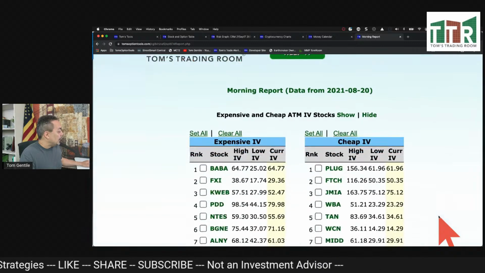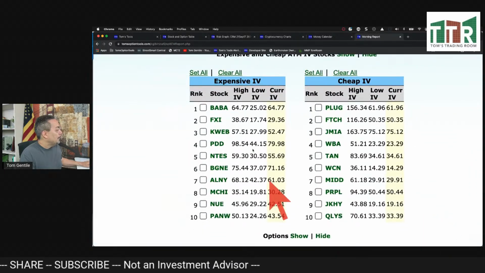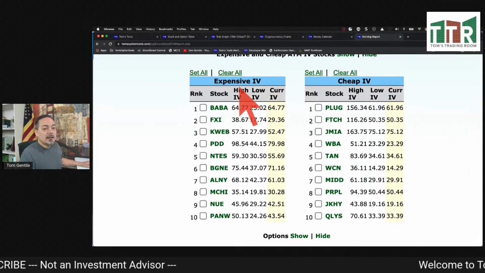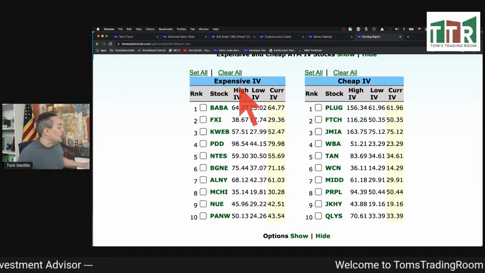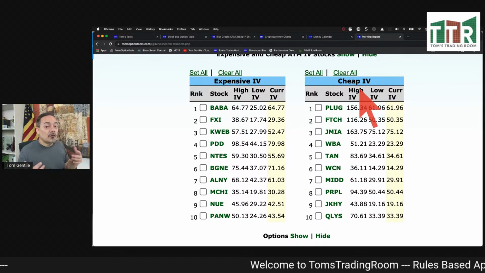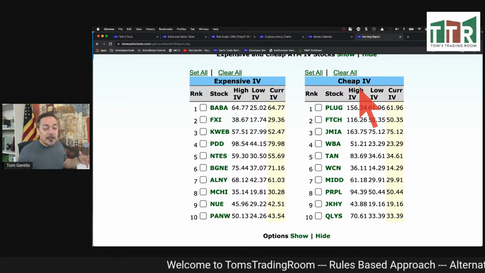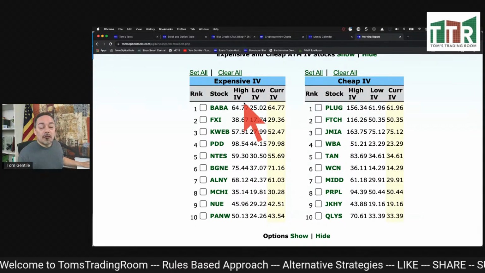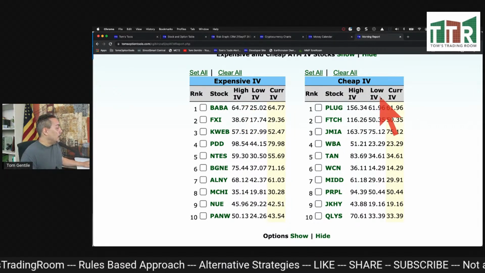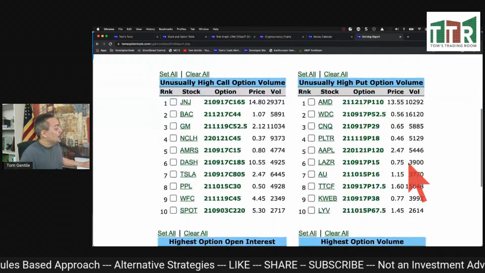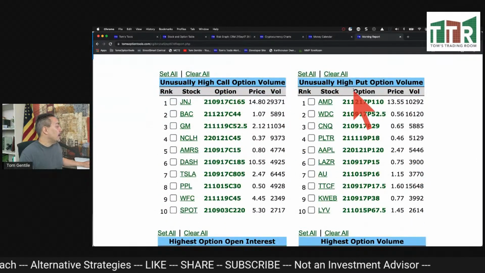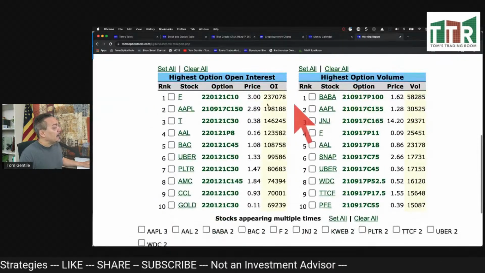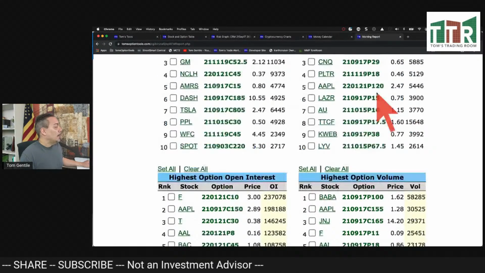It's going to give you 6 different lists. Expensive IV. These are stocks with expensive options. Cheap IV. These are stocks with cheap options. Over the last year, these are stocks with options that are the most expensive they've been all year, and the cheapest they've been all year. Come down a little bit more. You'll see unusually high calls, unusually high puts. Come down a little more. You'll see high open interest and high volume.